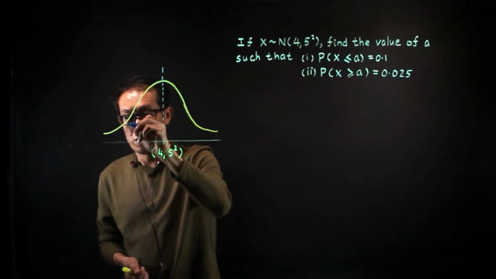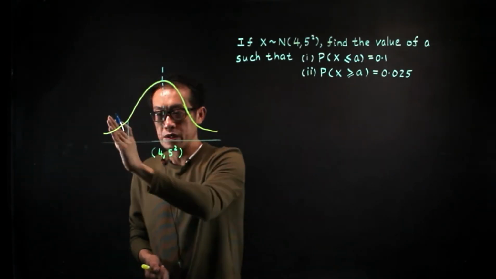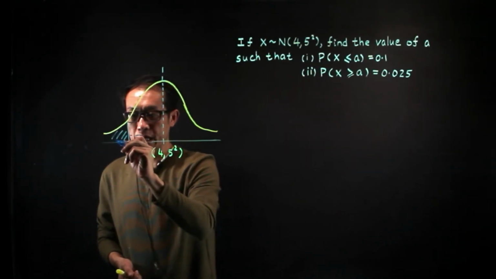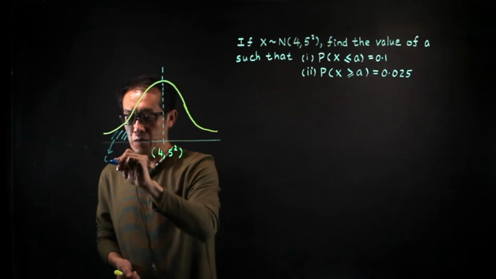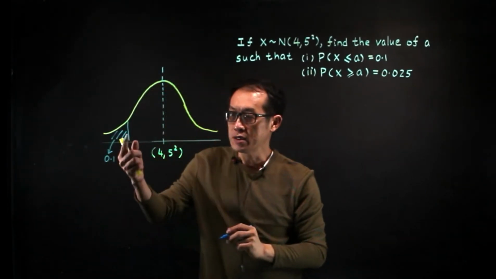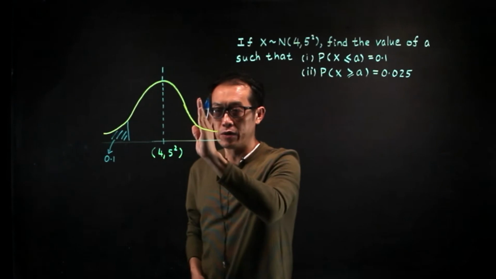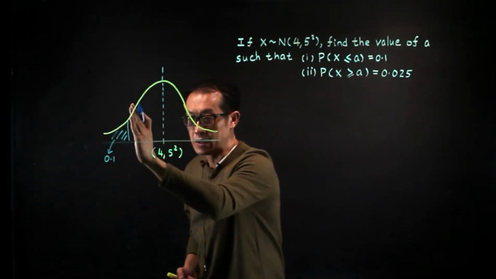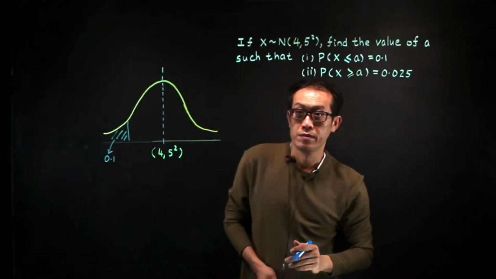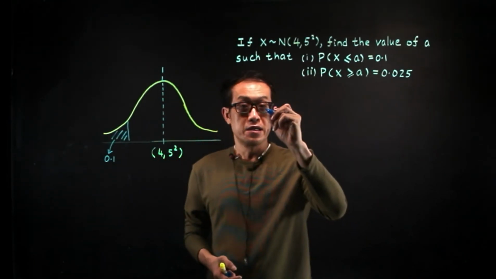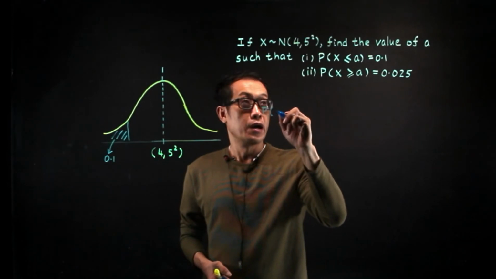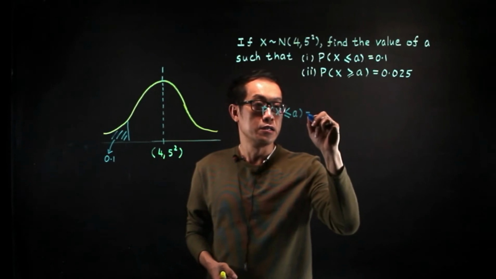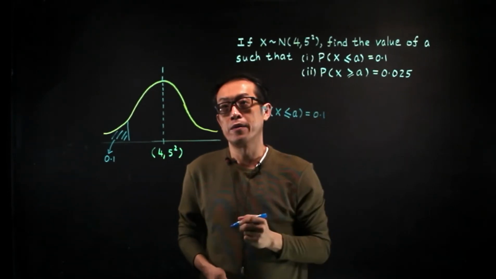So a will be on this side of the bell curve. This area is 0.1. Why is it this side? If a were on this side, you will find that it is more than 0.5. So a must be on this side of the curve. Now let me just copy it down. P of x less than or equal to a is equal to 0.1.